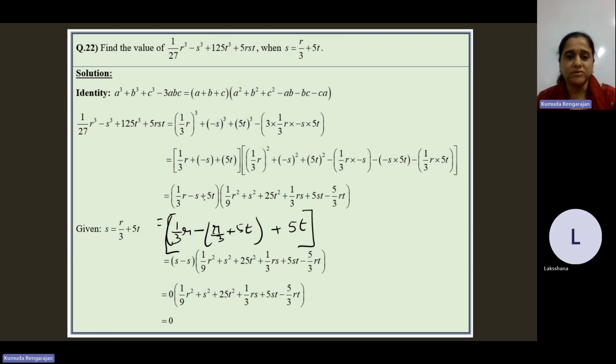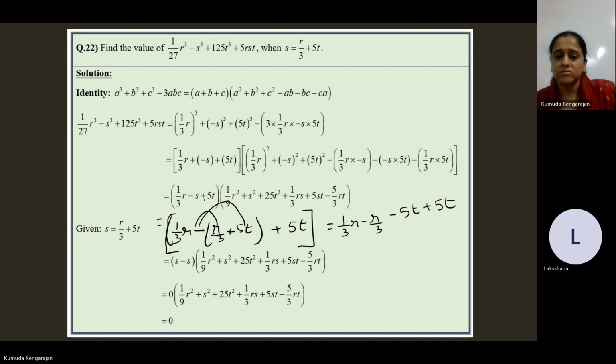1 by 3 R minus, what is S? R by 3 plus 5t. See, we put that in a bracket because it's a minus sign here. When you're writing something after the minus sign, always put that in a bracket. If it's only one term, it's okay. If it's more than one term, put it in a bracket. Then this plus 5t, this is what you are asking, right? So in the next step, the second bracket as it is. Then it will be 1 by 3r minus r by 3 minus 5t plus 5t. When you open the bracket, minus r by 3 minus 5t, correct? So cancel, 0.